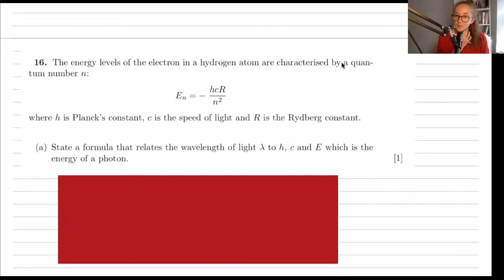So I couldn't actually find any more questions relating to work functions and the photoelectric effect, but I thought a kind of similar tangent would be these energy level quantization questions to do with hydrogen. So what this question says is the energy levels of the electron in a hydrogen atom are characterized by quantum number n. So En is minus hcR over n squared, where we have different constants. And they want us to state a formula that relates the wavelength of light to Planck's constant, to the speed of light, and energy, which is the energy of a photon.